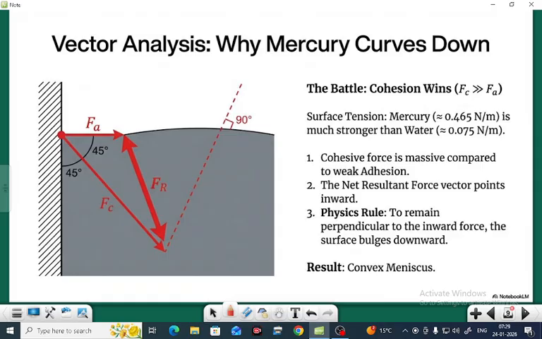Vector analysis: mercury curves down. Battle: cohesion wins. That is, the force of cohesion is greater than the force of adhesion. In this case, the surface tension of mercury is 0.465 Newton per meter, much stronger than water, which is 0.075 Newton per meter. Cohesive force is massive compared to weak adhesion. The net resultant force vector points inward. Physics rule: to remain perpendicular to the inward force, the surface bulges downward, and so the result is a convex meniscus. So the result is a convex meniscus in case of mercury.